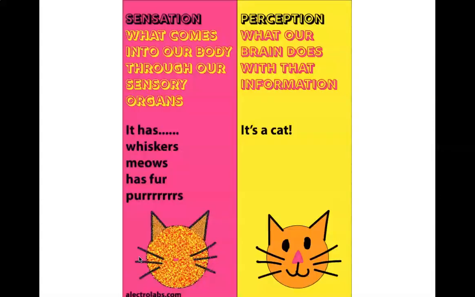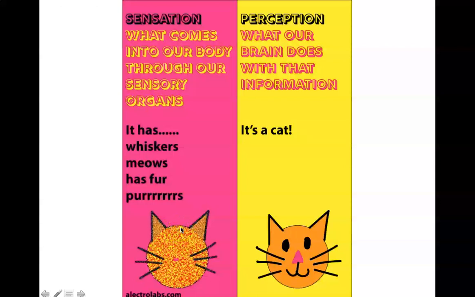Okay, so in the first video I talked about sensation versus perception. So let's return to that because it leads to some pretty cool philosophical concepts. Sensation is basically just what comes into your body through your sensory organs. So if you were to look at a cat or listen to a cat or feel a cat, you would get all sorts of different data points.